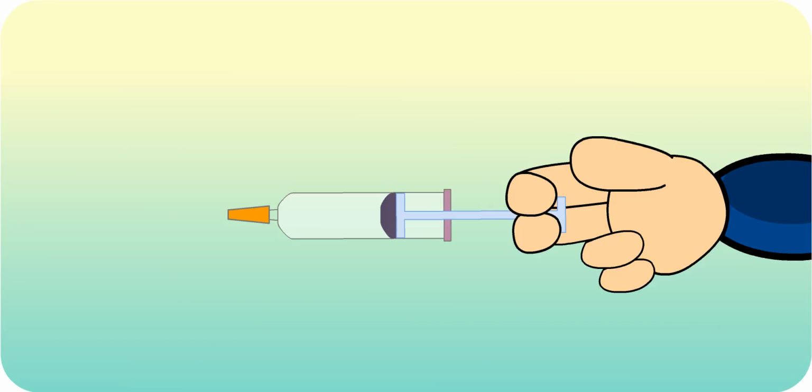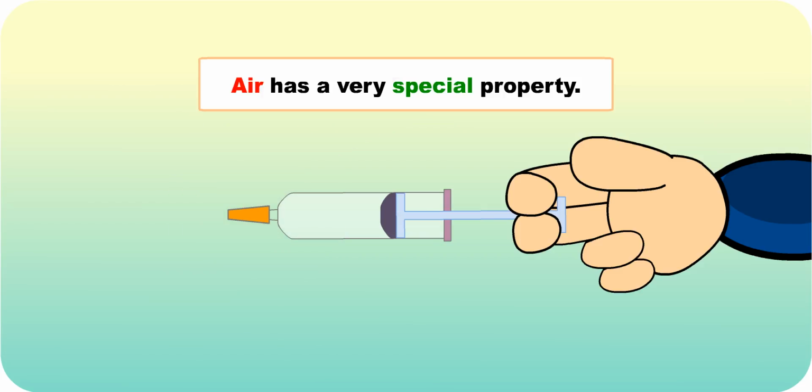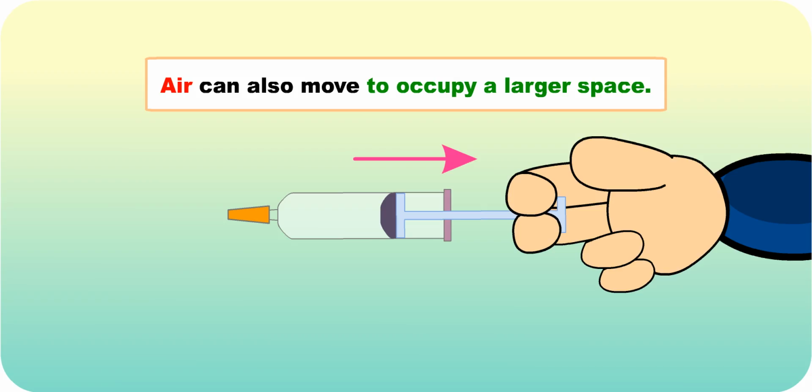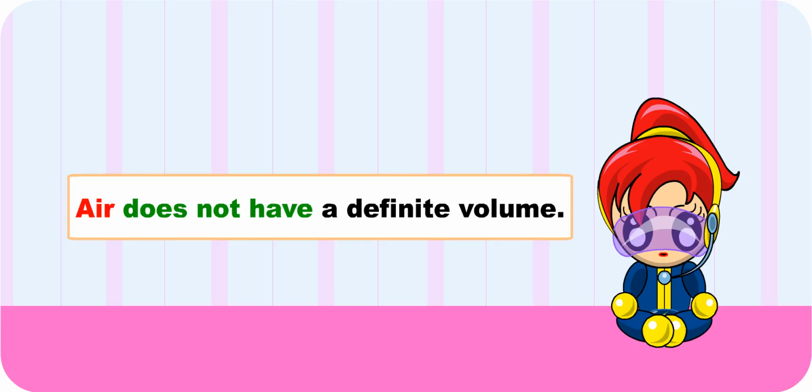Now, recall that the syringe is stoppered and no air can enter or leave the syringe. Air has a very special property. Not only can it be compressed, it can also move to occupy a larger space. Oh, I see. So the special property of air is that its volume can be changed to occupy the container that holds it. In other words, air does not have a definite volume. Brilliant, you are correct again.